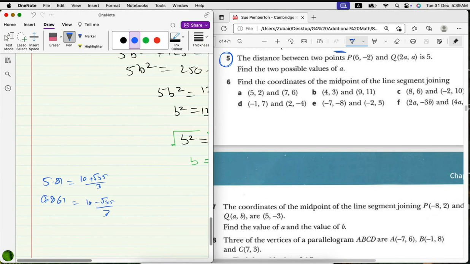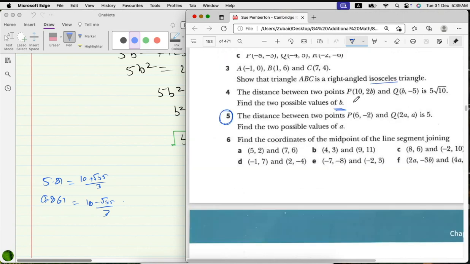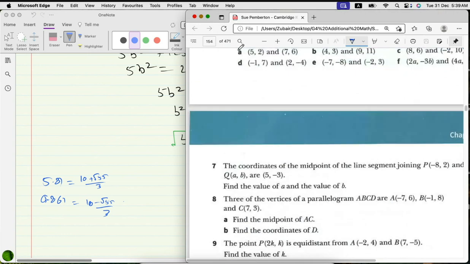I was hoping that I'd get the teacher's answers and quickly plug them back in and see if the distance is still 5. Let's just quickly check them. Exercise 7.1, question 5.